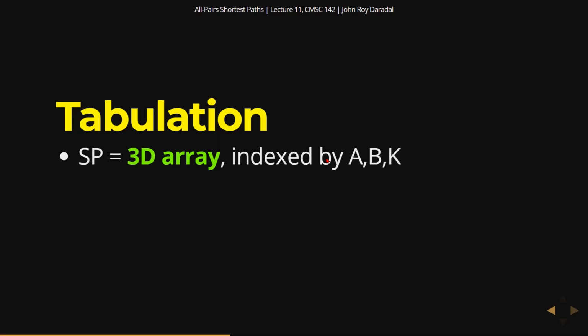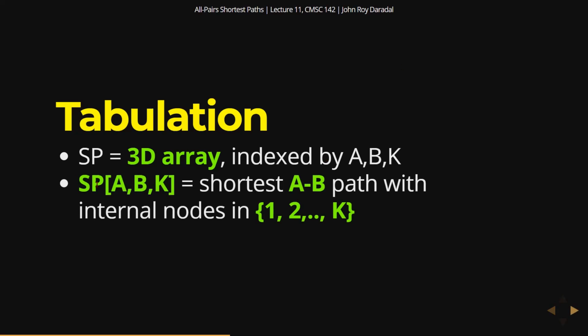So in the tabulation, we will create a 3D array, because this will be indexed by A, B, and K, right? So remember that our subproblem is SP of A, B, K. So this is a 3-dimensional array. Okay? So it pretty much mirrors the subproblem notation. The 3D array entry for SP of A, B, and K is the shortest AB path with internal nodes belonging to the nodes from 1 up to K. Okay?